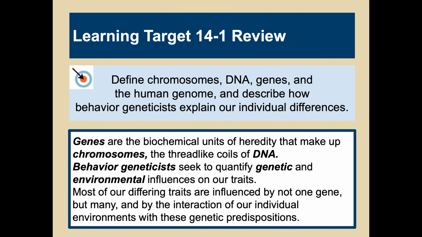First one: define chromosomes, DNA, genes, and the human genome, and describe how behavioral geneticists explain our individual differences. Genes are the biochemical units of heredity that make up chromosomes, which are the thread-like coils of DNA. Drawing it out is really helpful to keep genes, chromosomes, and DNA straight in your mind.